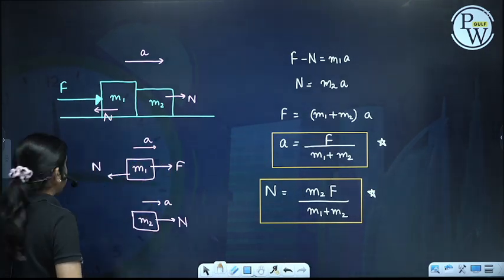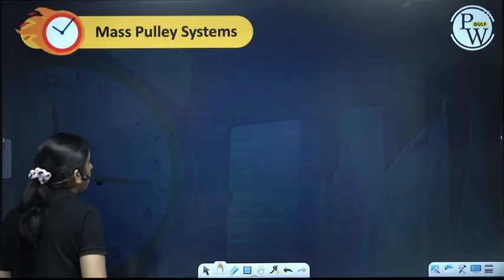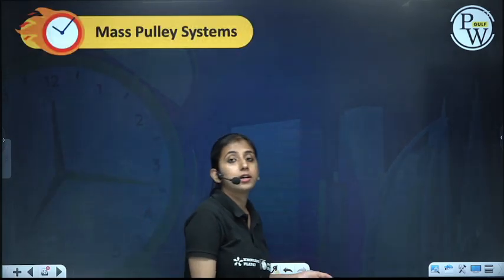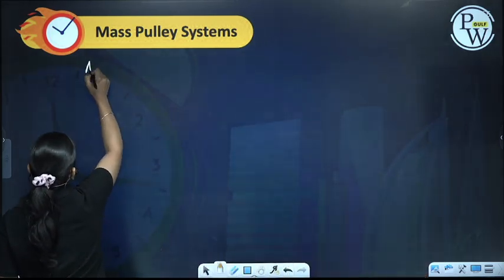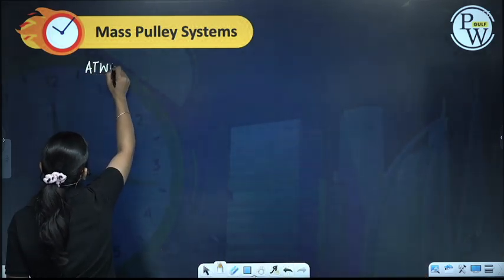Now let us do mass pulley systems. In the mass pulley system, the first system is our Atwood's machine.